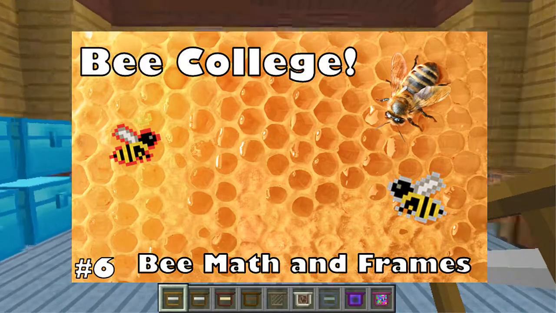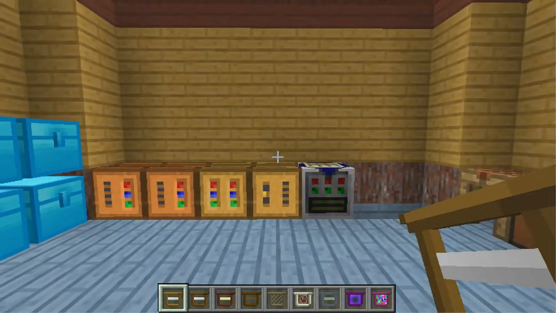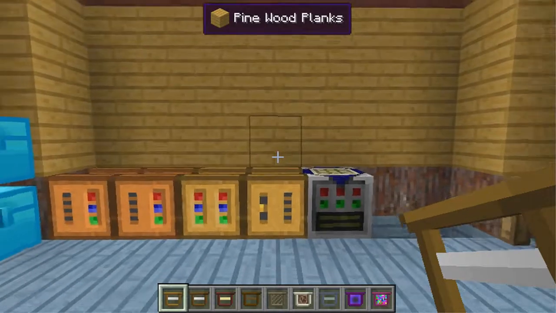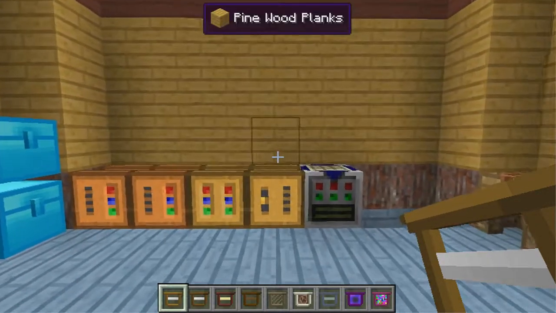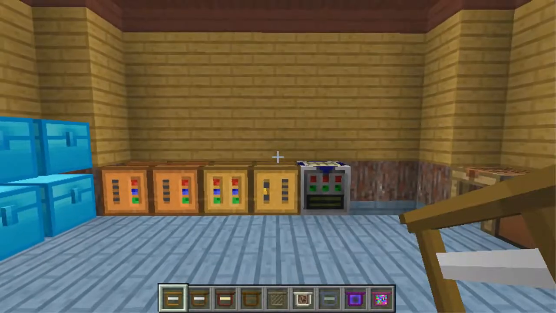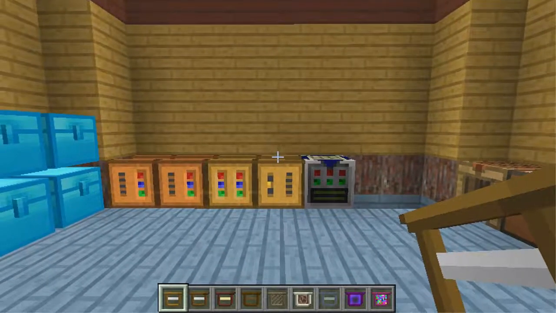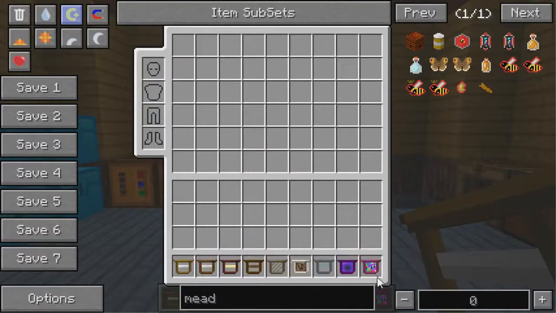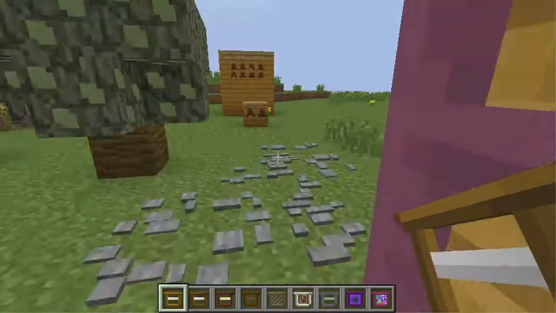And today we're going to look at a couple of interesting and kind of complicated things, so you're going to need to stay with me during this episode. We're going to talk about some math behind the bees to figure out production rates, as well as looking at these beautiful frames here and what they do and how they can affect this.